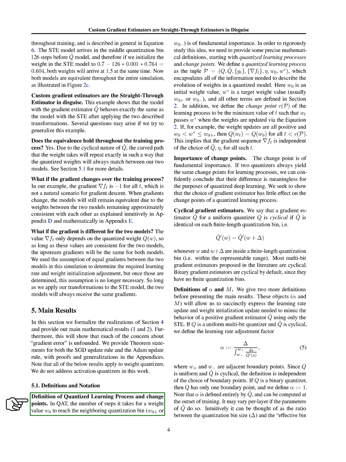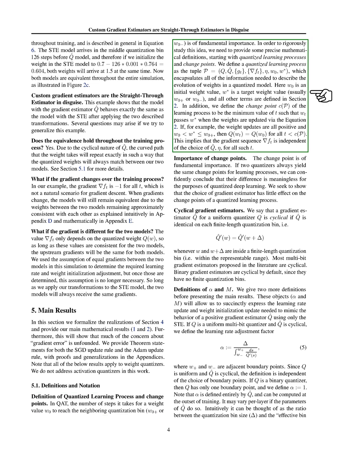Let's start by defining the quantized learning process and change points. In quantized learning, understanding the number of steps it takes for a weight value w_0 to reach the neighboring quantization bin, w_0+ or w_0-, is crucial. We introduce the concept of a quantized learning process, denoted as P = (Q, HAT-Q, G_T, nabla f_t, eta, w_0, w_*), which contains all the necessary information to describe how weights evolve in a quantized model.